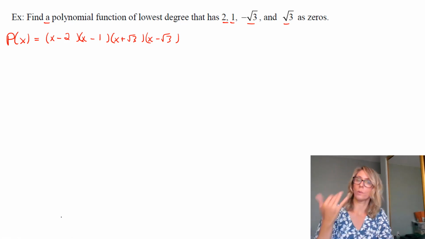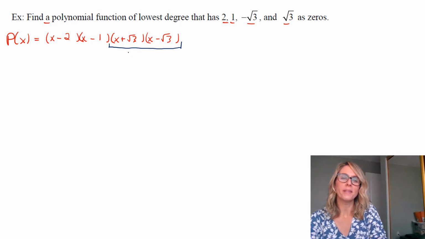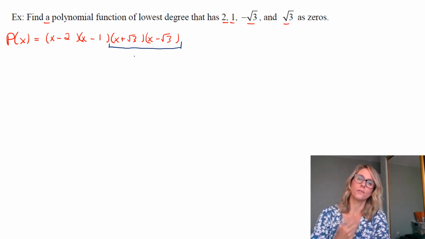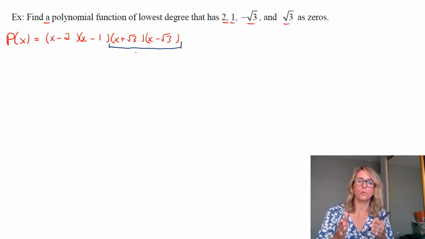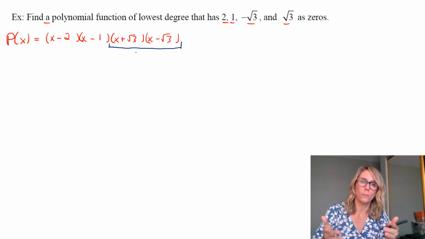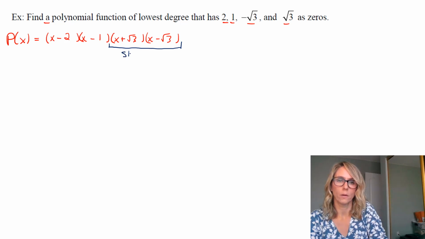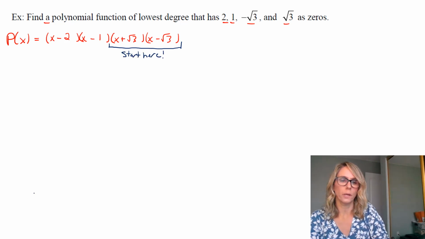In polynomial form, this would be multiplied out. Here's a hint. Start with this, because this is the difference of squares. You have the same things in each one except opposite signs. So because of that, multiplying these together would be the best idea. If you want to make a note here, start here.